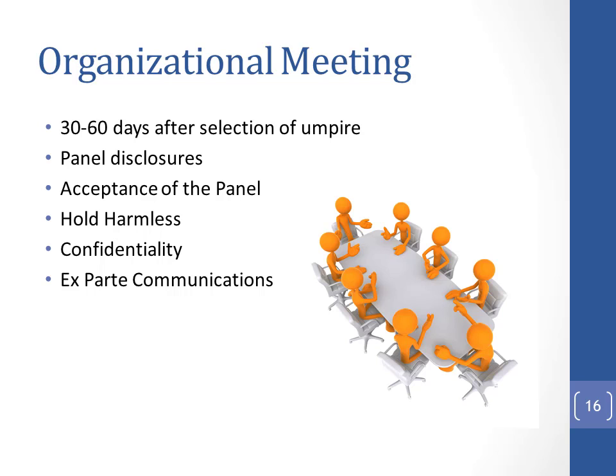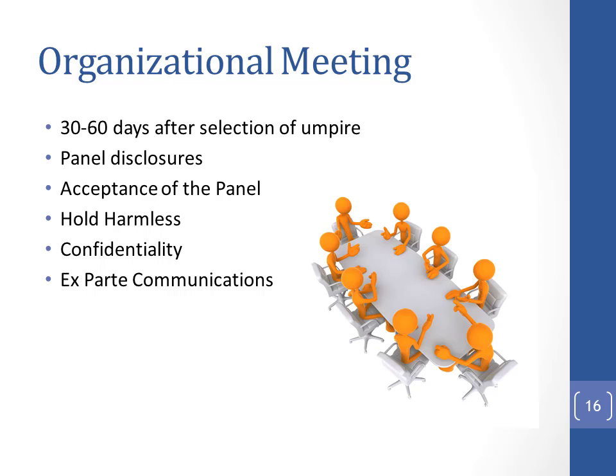In advance of the organizational meeting, more and more I'm seeing that each of the party-appointed arbitrators will provide written disclosures to the parties to facilitate the meeting. But even if they don't, one of the first orders of business when the organizational meeting begins is that each of the proposed panel members will provide their disclosures. So normally the umpire will rely upon his or her questionnaire responses, but update those with any additional information with respect to potential conflicts since the questionnaire response was submitted. And then each of the party-appointed arbitrators will identify potential conflict issues as part of their disclosures.